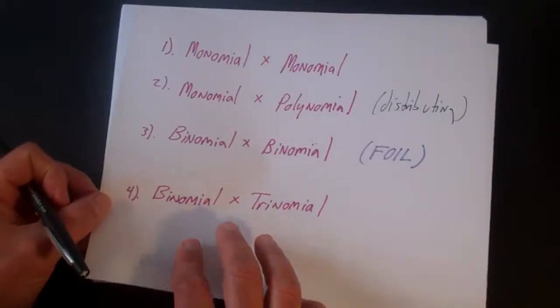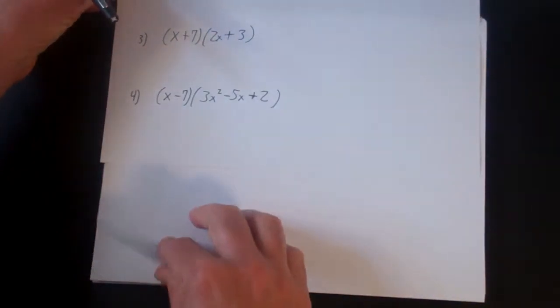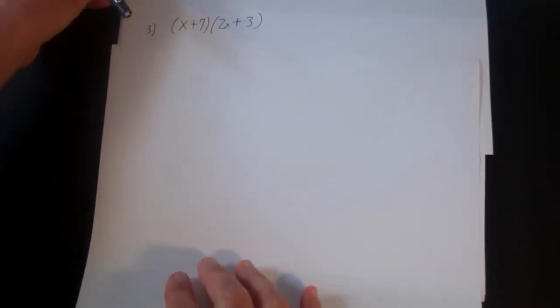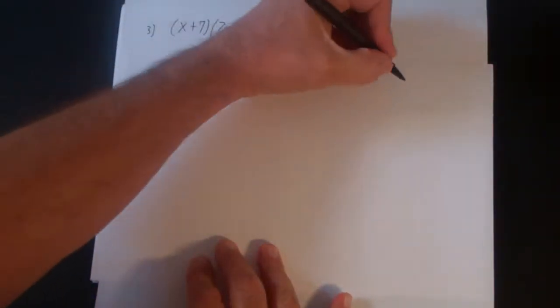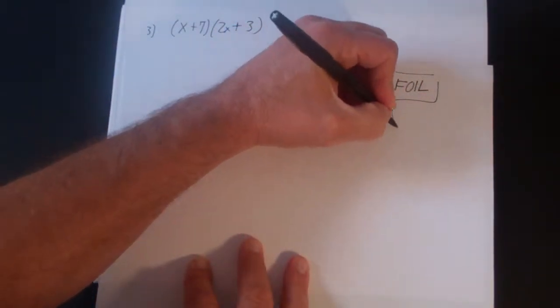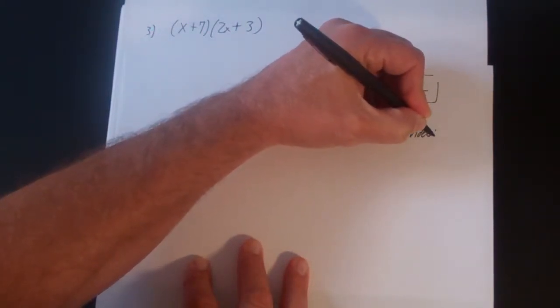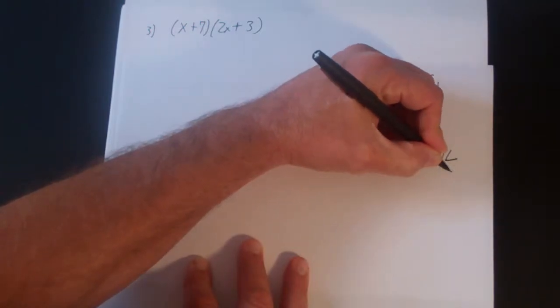The next example that we have is a binomial times a binomial. The problem that we're working with here was x plus 7 times 2x plus 3. We're going to use a method called FOIL: first, outside, inside, last. If you have a question on this, there's a video called FOIL if you need some further examples on that.